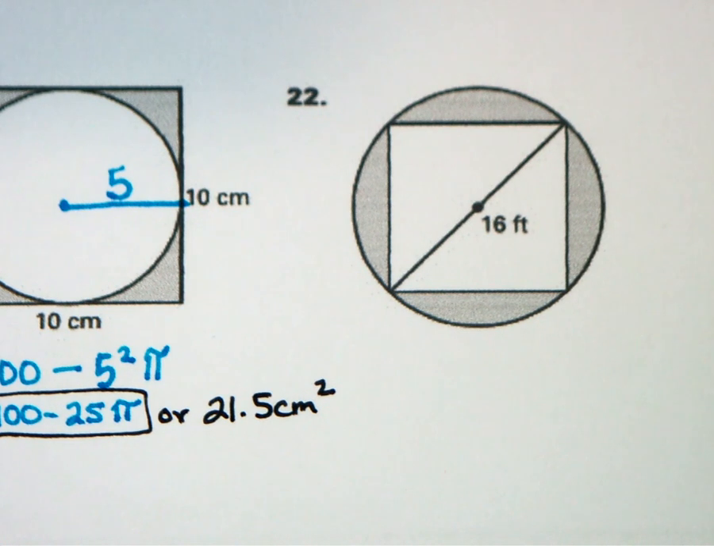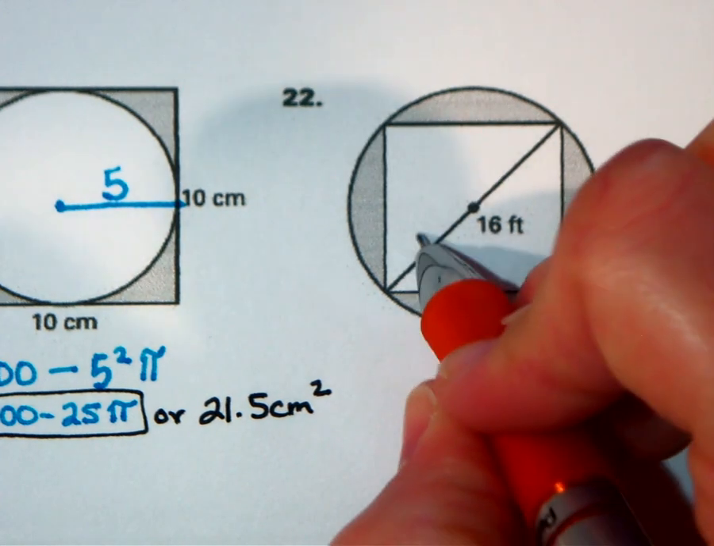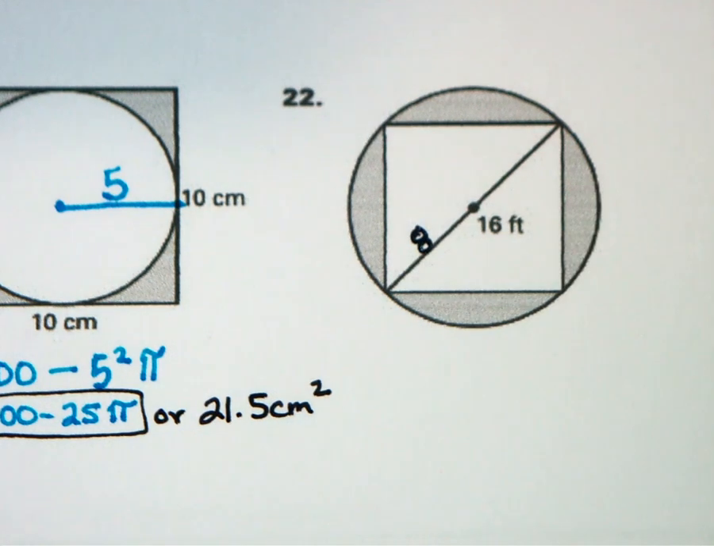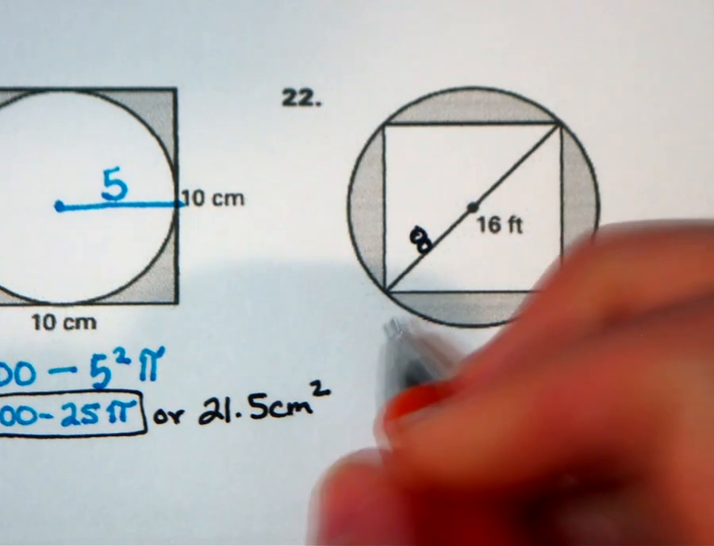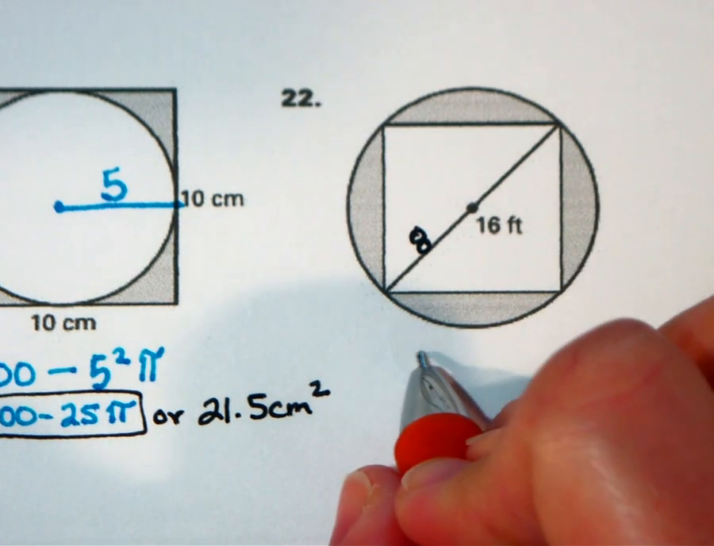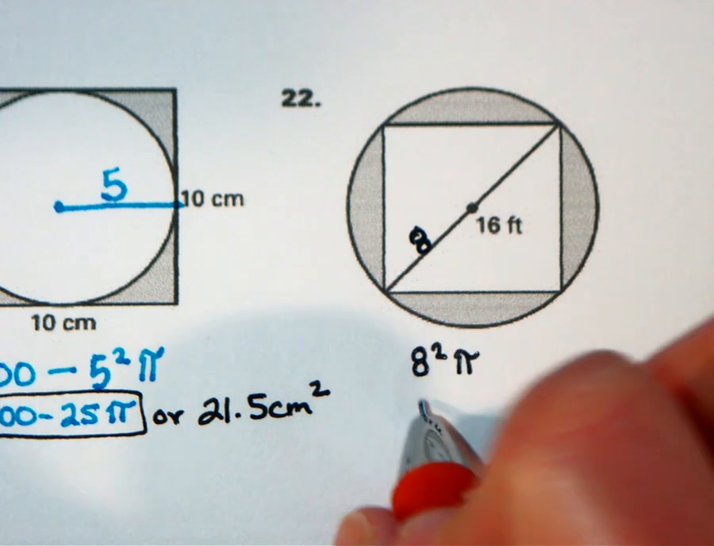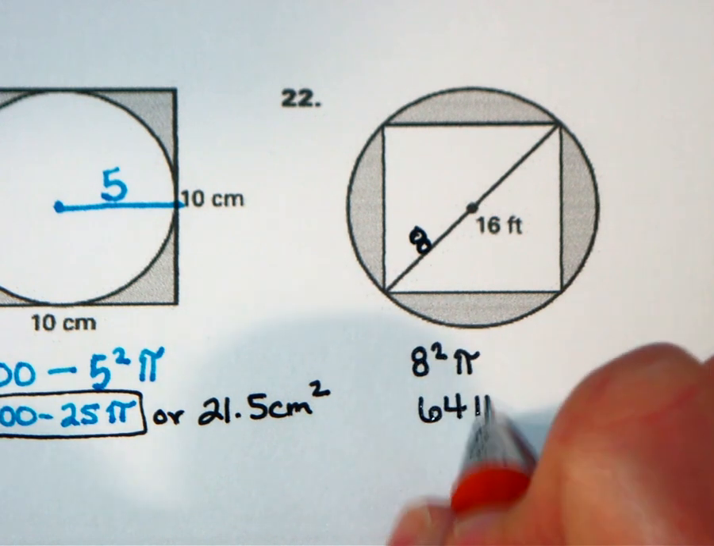Okay, so this is very similar to the problem that we just did, except it's backwards, where the big one this time happens to be the circle. So our circle would be a radius of 8. Radius of 8. So we're going to go 8 squared pi. That's going to be the big. So 64 pi. That's the big one.